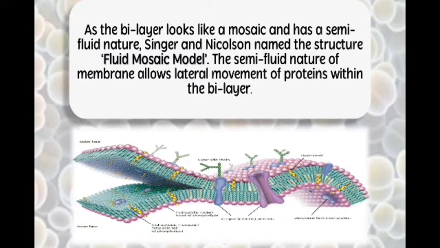You can see here the structure. Those are the hydrophobic tails which are sandwiched like this. This arrangement of phospholipid molecules makes up the lipid bilayer structure. The bilayer structure looks like a mosaic and has a semi-fluid nature.